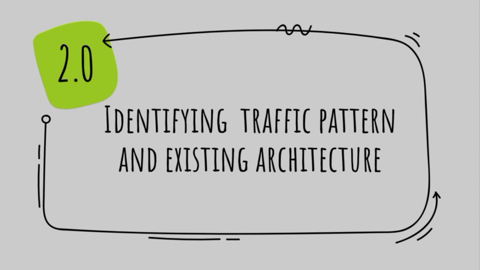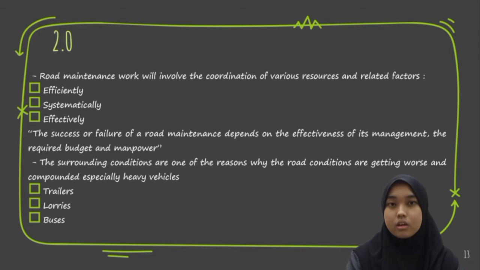We continue with task 2, which is identifying traffic pattern and existing architecture. In carrying out road maintenance work, it will involve the coordination of various resources and related factors. These activities need to be managed efficiently, systematically, and effectively so that road users can use the road comfortably as if the road is newly built. The success or failure of road maintenance depends on the effectiveness of its management, the required budget, and manpower. The surrounding conditions are one of the reasons why the road conditions are getting worse, compounded by the increasing use of vehicles, especially heavy vehicles such as trailers, lorries, and buses, which is constantly increasing from year to year.